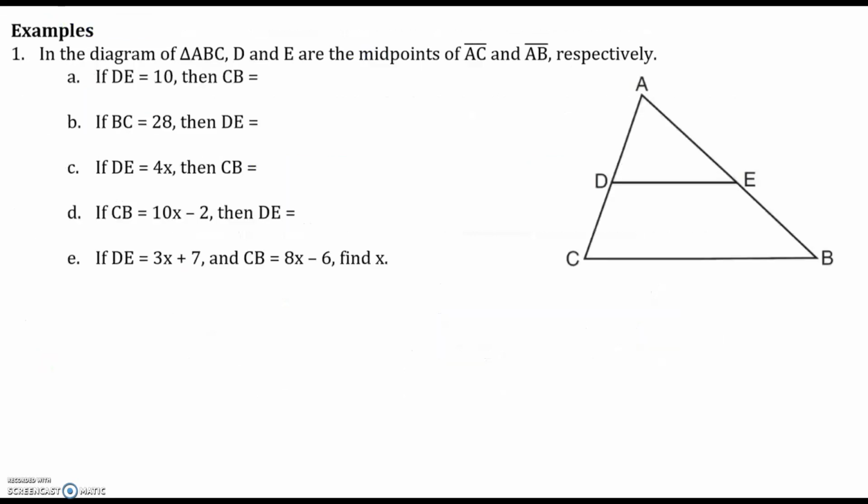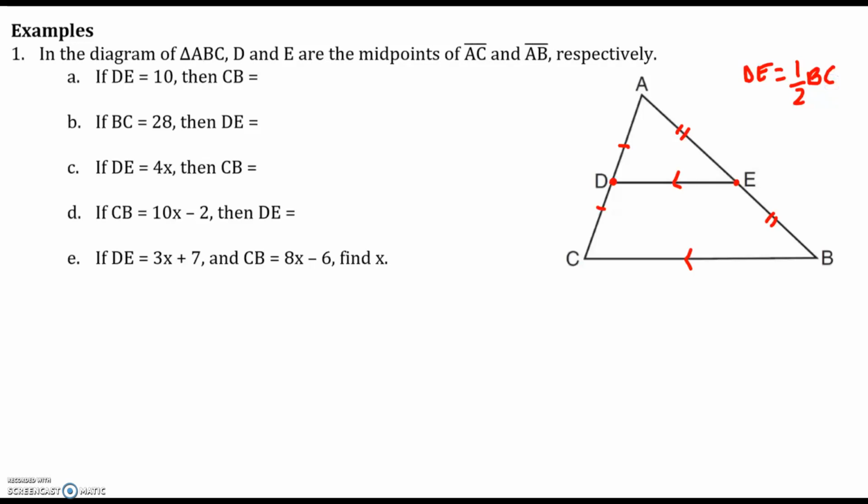Okay, going on. When we have a midsegment in a triangle, we know that it's a midsegment because it says that D and E are the midpoints. So these are midpoints, D and E. And because they're connected, DE is a midsegment. Now, there are several things that happen. It is now parallel to the third side and half its length. So DE is going to be half of BC.